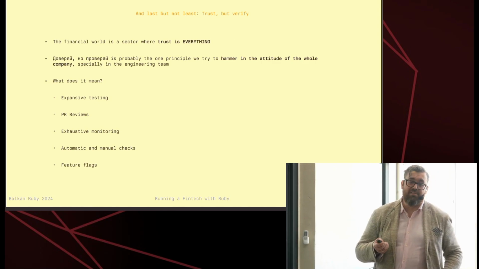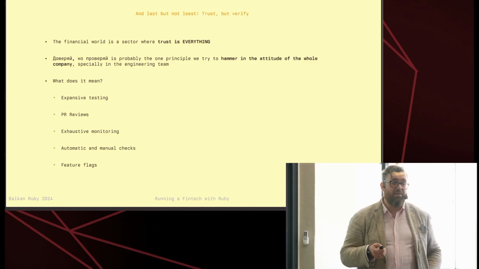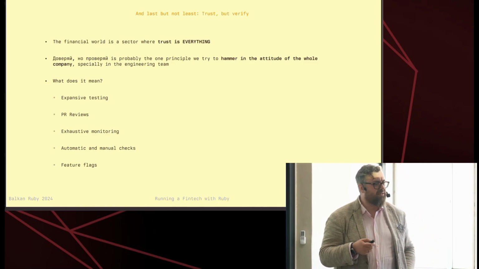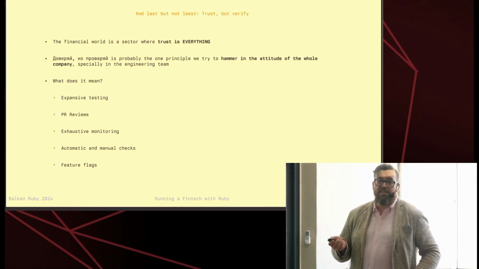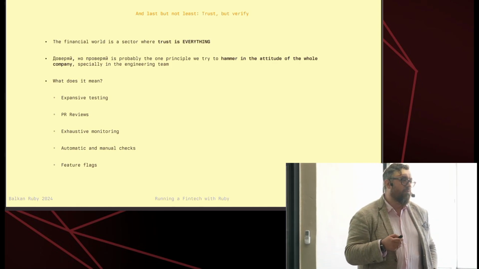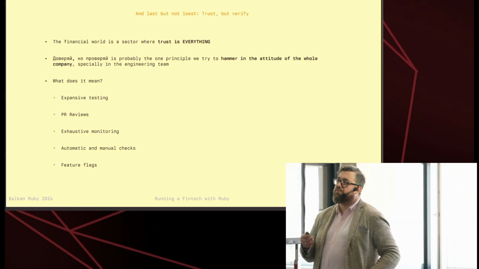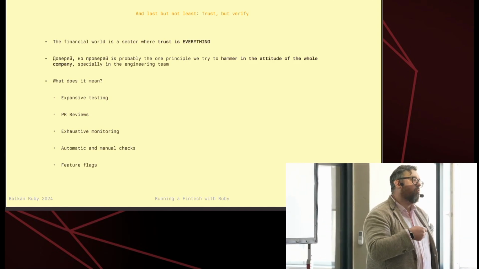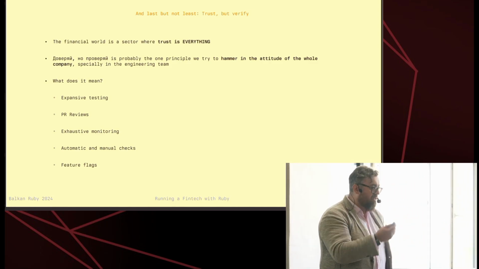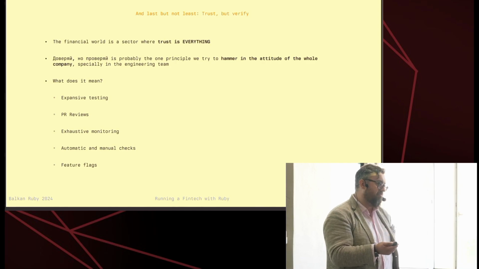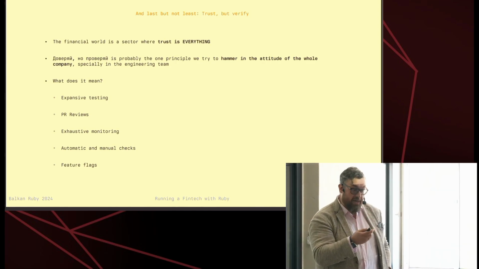It comes from a sentence from the Cold War: trust but verify. I think in Russian it's something like doveraj no proveraj, something like that. I think in Bulgarian it's probably close to that. And it means that we do extensive testing, we review ourselves through PR reviews, we have success monitoring, automatic and manual checks. We trust our team to do the best work possible, but even then, we double check, triple check, verify. Always be verifying, because the risk of not doing it is too high.